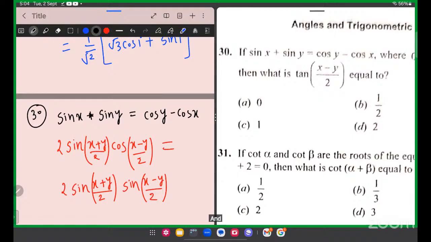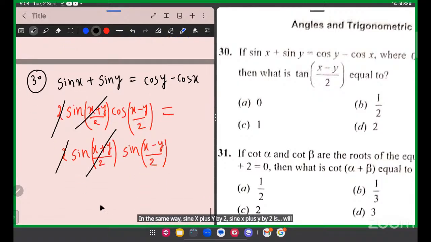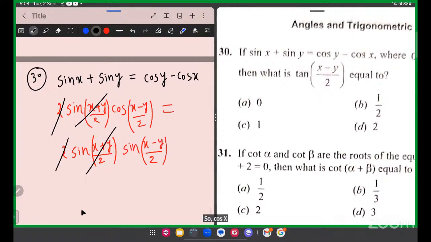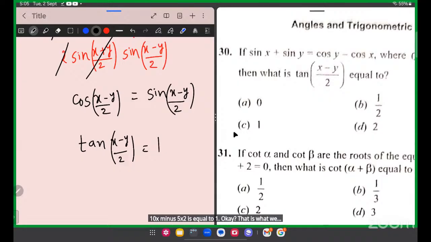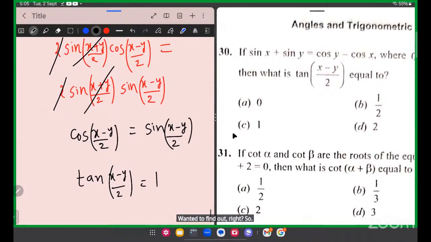And if you simplify this, 2 and 2 will get cancelled. In the same way, sine x plus y by 2 will get cancelled. So cos x minus y by 2 is equal to sine x minus y by 2. So sine by cos is tan. So tan x minus y by 2 is equal to 1. That is what we wanted to find out. So C is the right answer. I hope it is clear.